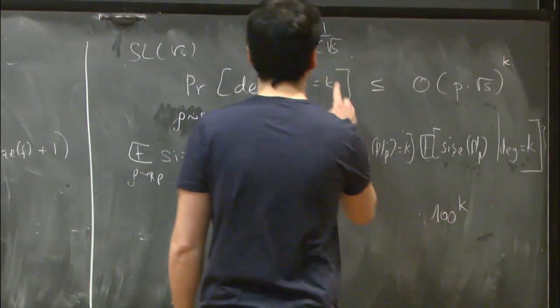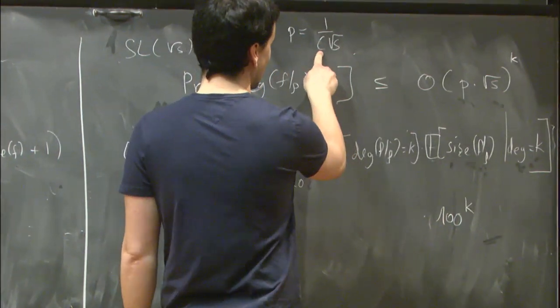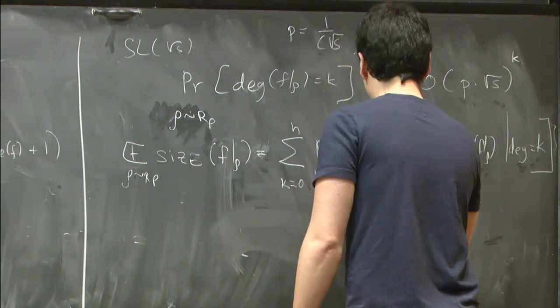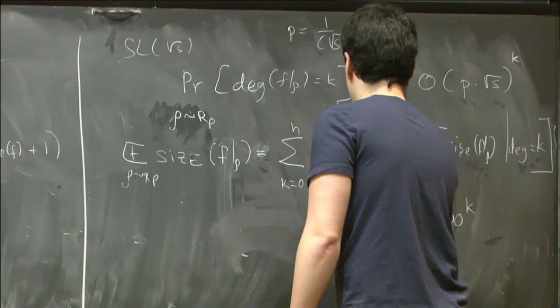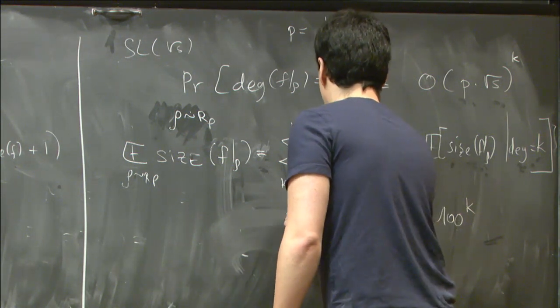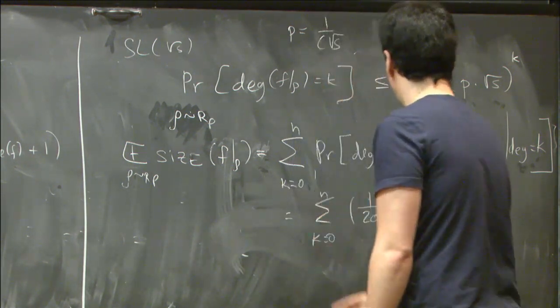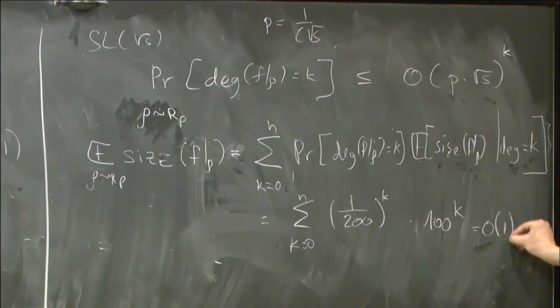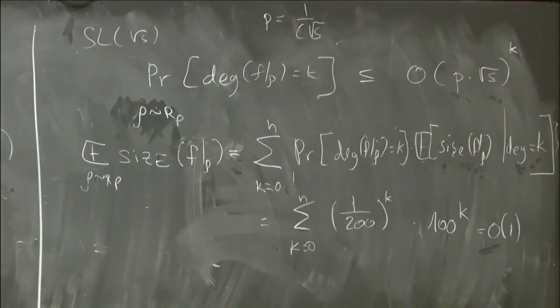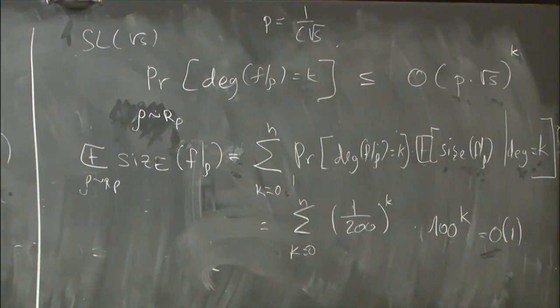So now I can pick this constant to be big enough, so this will be like 1 over 200 to the k. And then I get that this is O of 1. Okay, so we've done most of the hard work before that.